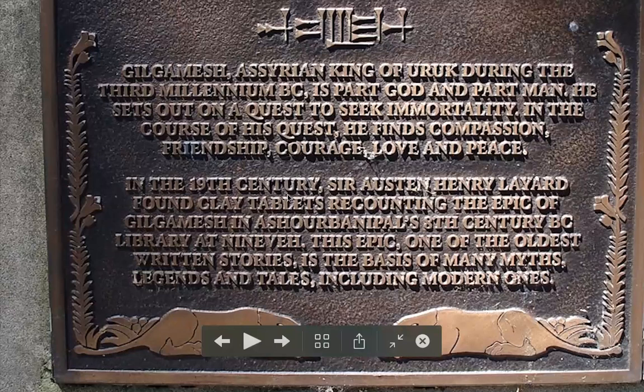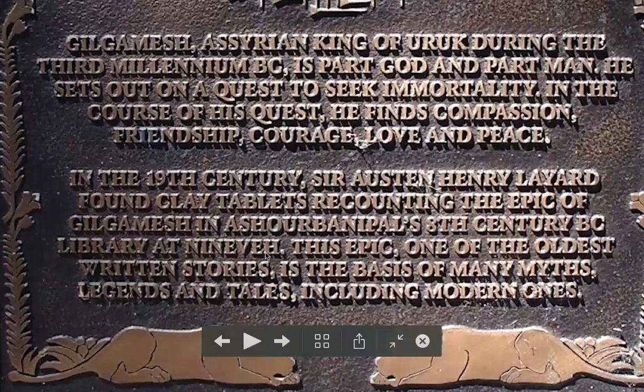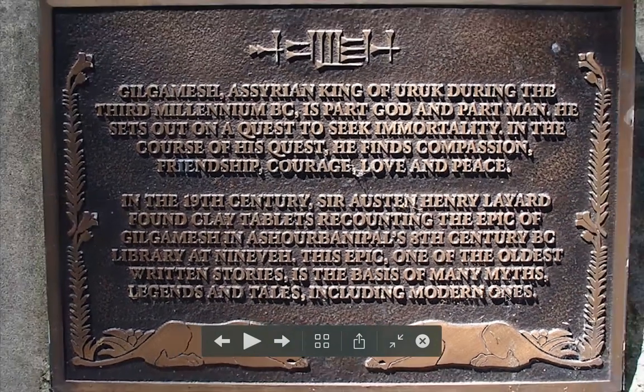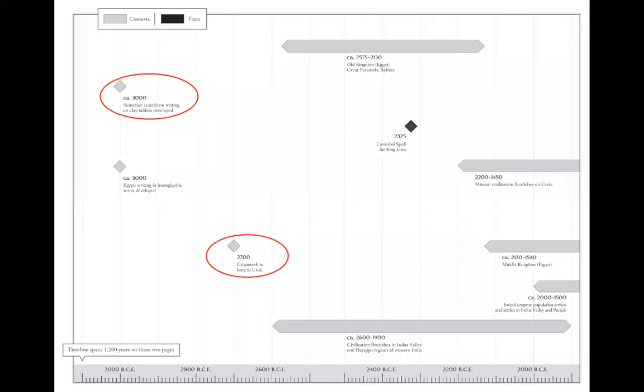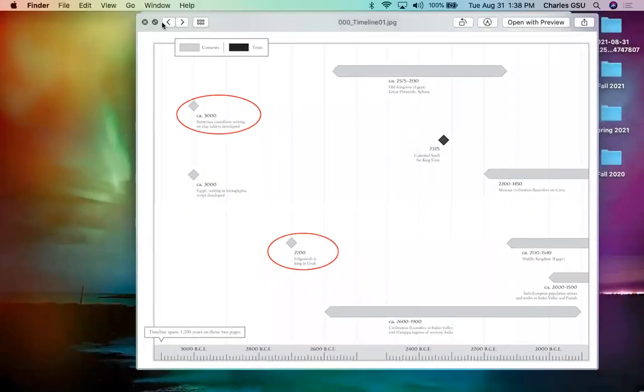In the 19th century, therefore 1800s, Sir Austin Henry Layard found clay tablets recounting the epic of Gilgamesh in Ashurbanipal's 8th century, therefore 700 BC library at Nineveh, again Nineveh. This epic, one of the oldest written stories, is the basis of many myths, legends, and tales, including modern ones. So that is the end of the slide section for now.